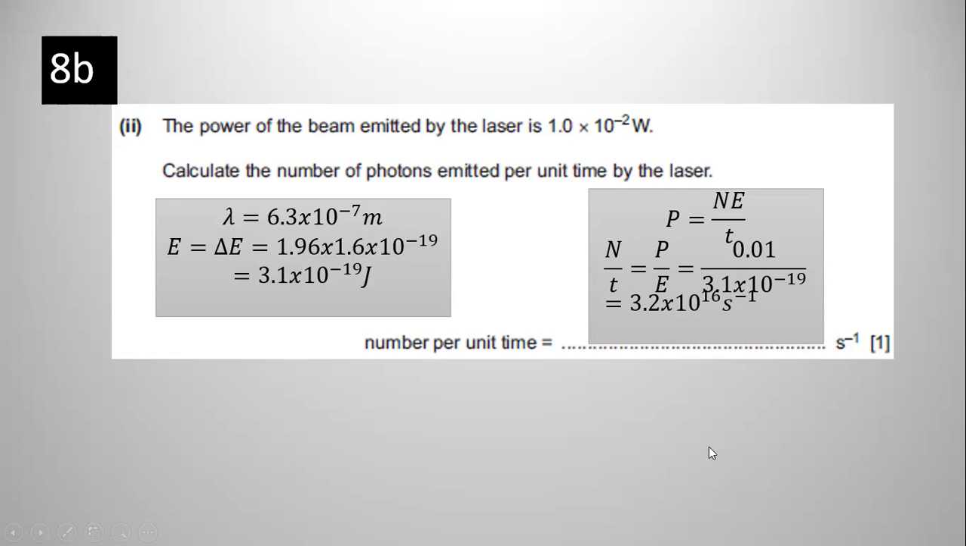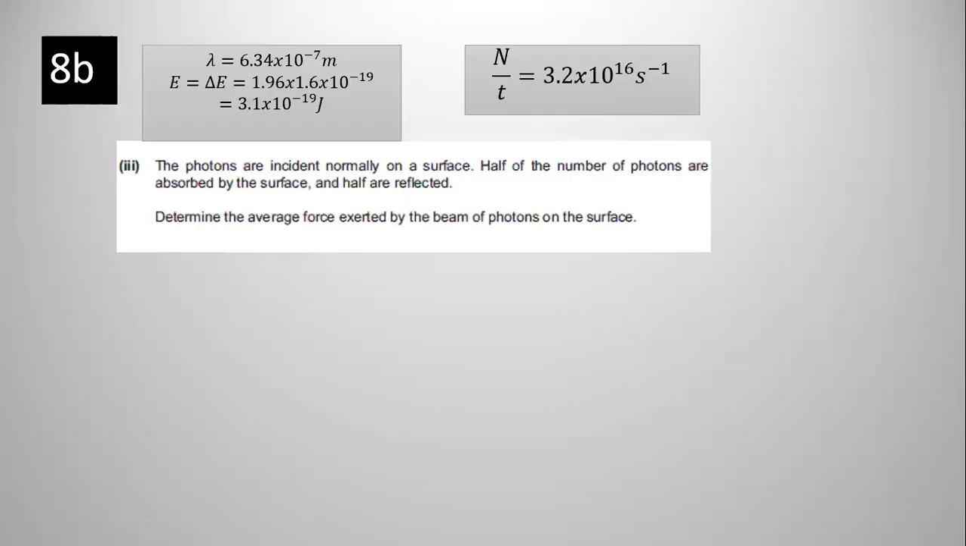Okay, this one we have calculated. The photons are incident normally on the surface. Half of the photons are absorbed by the surface and half is reflected. Determine the average force exerted by the beam of photons on the surface.